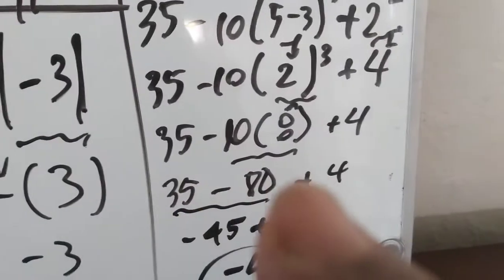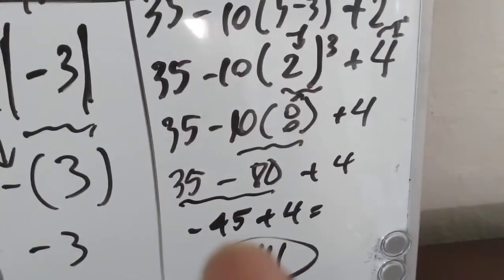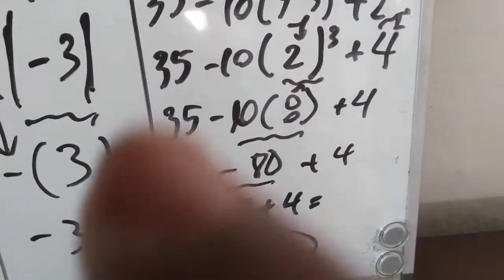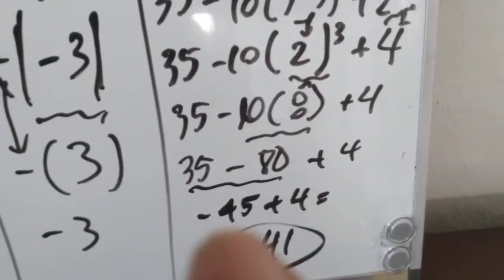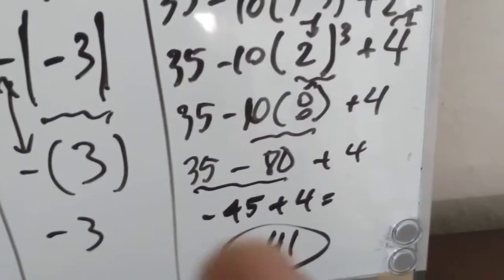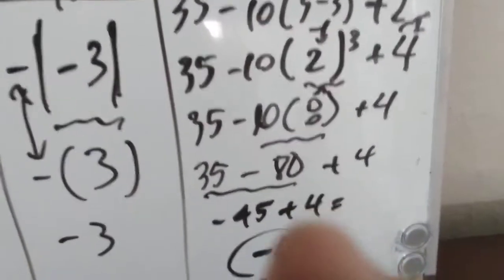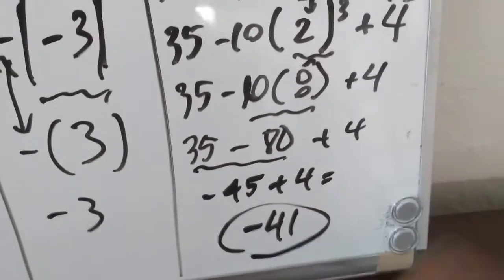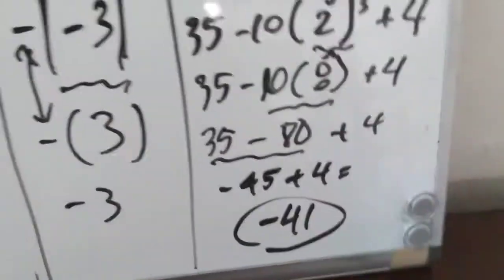But when you do 35 minus 80, you have to just sign a larger subtract. You have 35 and you owe the whole 80, so you still owe 45. So you drop this down, and if you owe 45 and you have 4, you still owe 41. So that's what the answer is, 41, right?